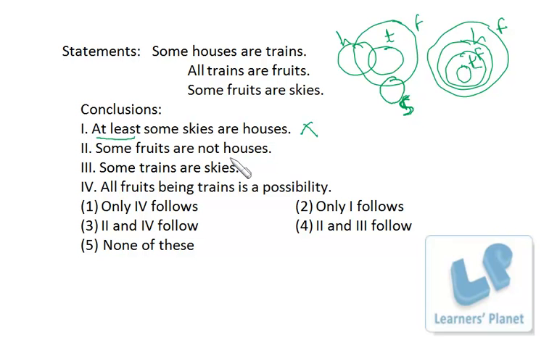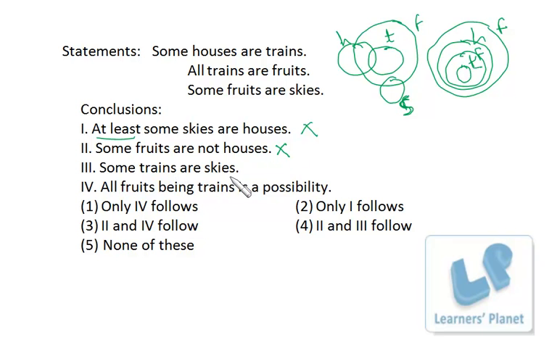Some fruits are not houses. See, when we draw this circle, we can see over here all the fruits are houses, and we can have this possibility also when some fruits are houses, right? So we cannot be sure about this. Some fruits are houses, we can be sure for that, but some fruits are not houses, we cannot be sure for that, right? So this also does not follow.